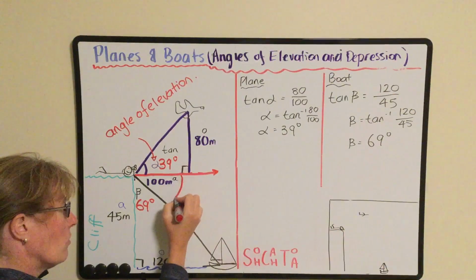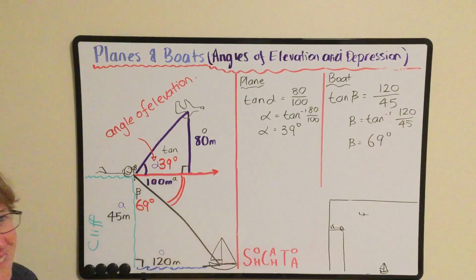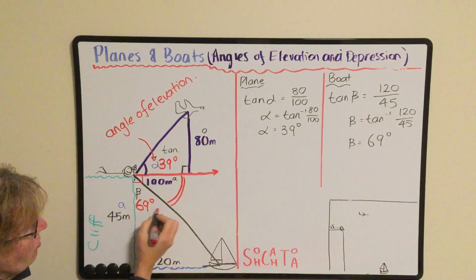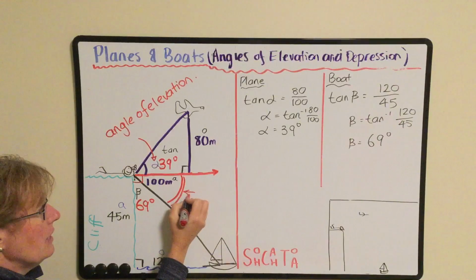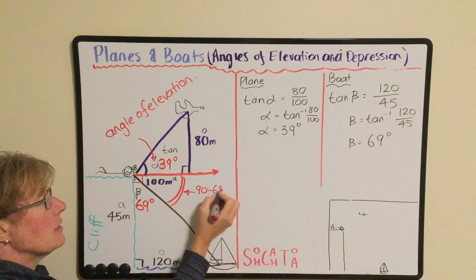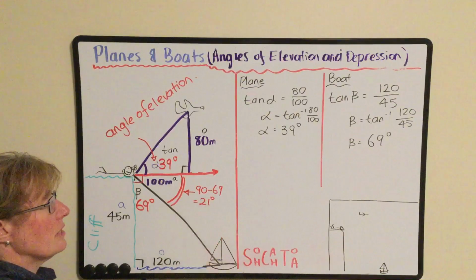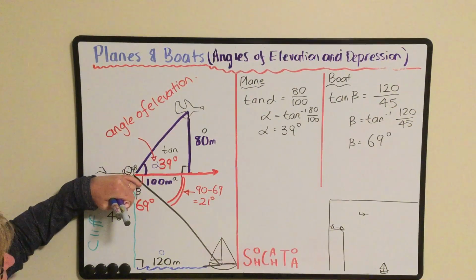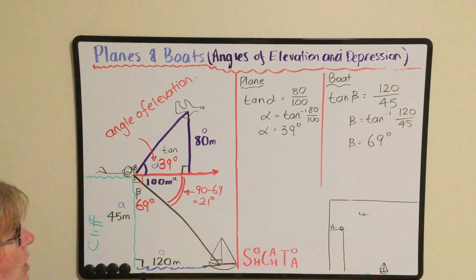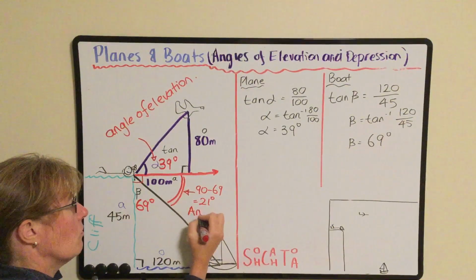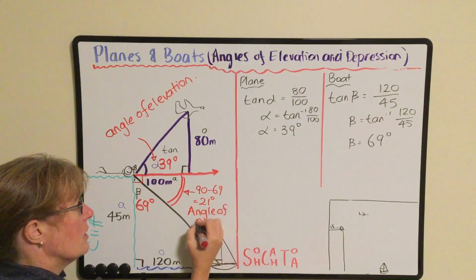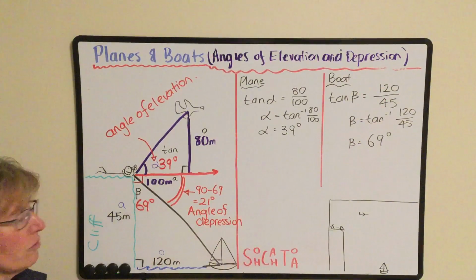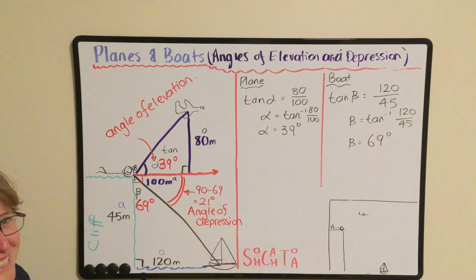So this angle here, well, we can find that because we said in our warm-up that if you've got a 90-degree angle and you know that this is 69, this angle in here must be 90 minus 69. So this is 21 degrees. So in fact, the angle of depression from the line of sight down to the boat is 21 degrees. So this here is our angle of depression. But I think you'll agree it was easier to find that angle there first and then work out what the angle of depression is.